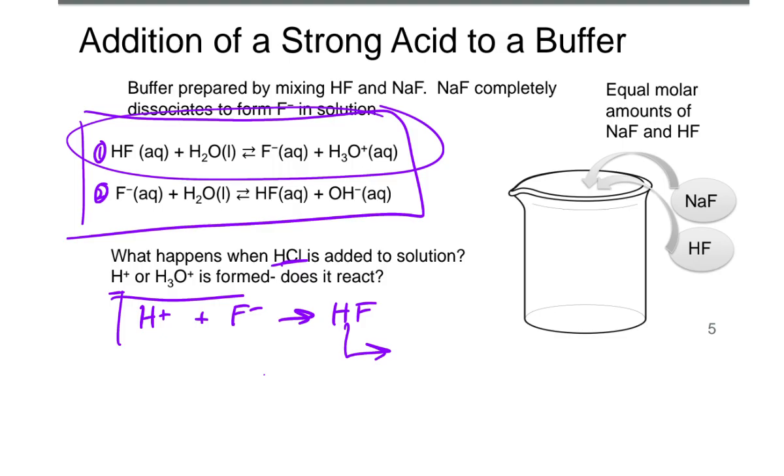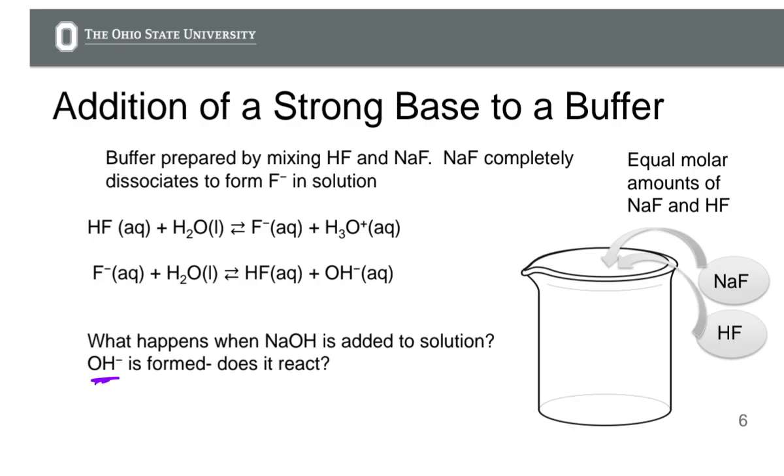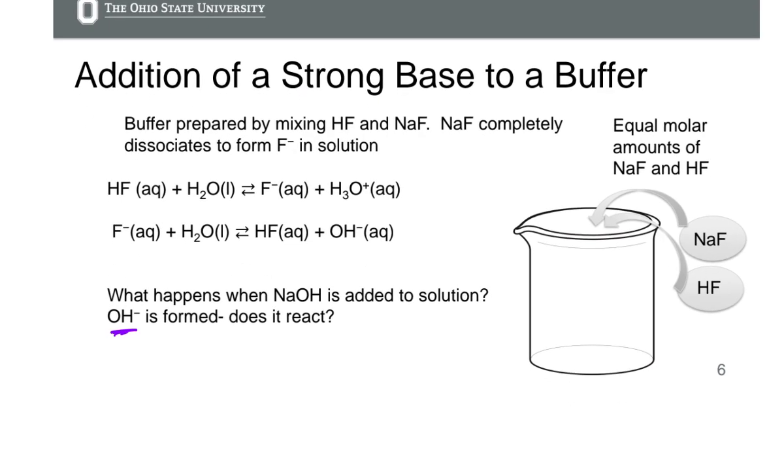But what I want you to really recognize is what a strong acid added to the buffer can react with, and if we add a strong base, what does it react with? And so in this example, OH minus would react with HF to form F minus and H2O. Okay?